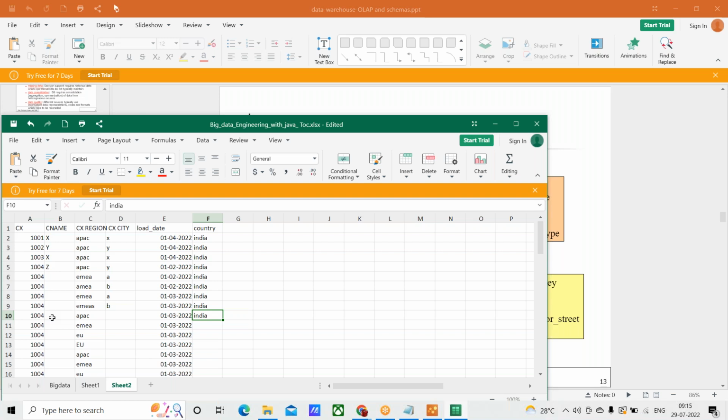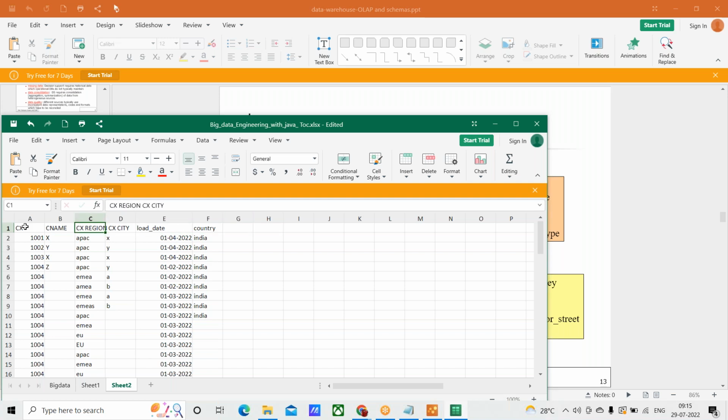Here, my point is, it will have duplicate data. You see, India will be there common for all 100 million people. This is called redundancy, and this is called denormalization. Denormalization means all the data will be present in a single table.